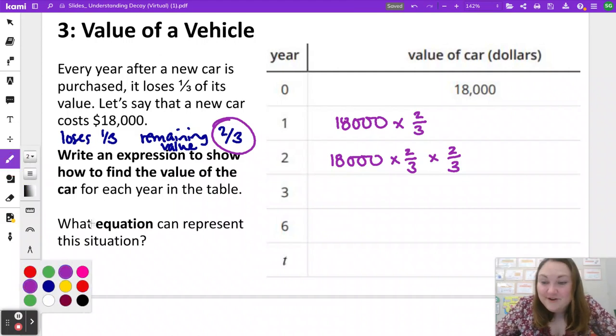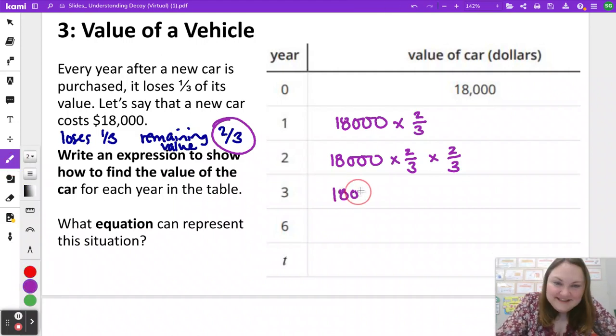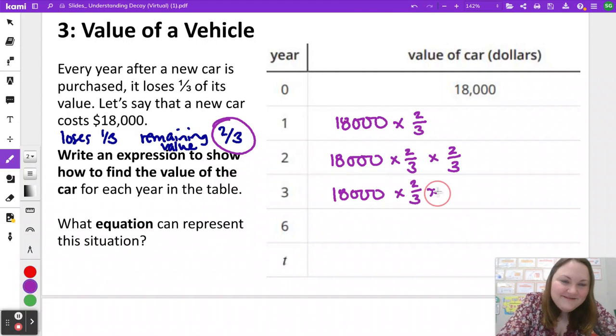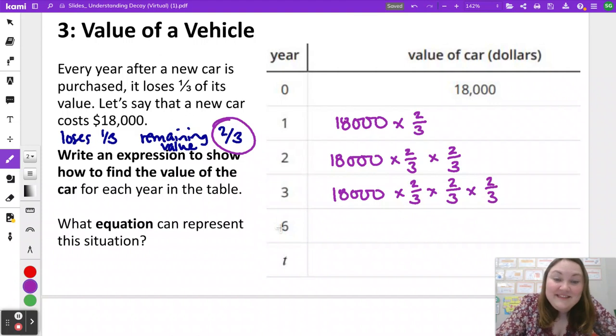For year 3, we've got the $18,000 we start with, and two-thirds is remaining after year 1, two-thirds is remaining after year 2, and two-thirds is remaining after year 3. And then for year 6, again, notice we're making that jump there. For year 6, I can keep doing what I've been doing, or there's an easier way to write that. Every single time, notice I'm taking 18,000 and I'm multiplying it. I'm going to switch to the multiplication dot. I'm multiplying it by two-thirds.